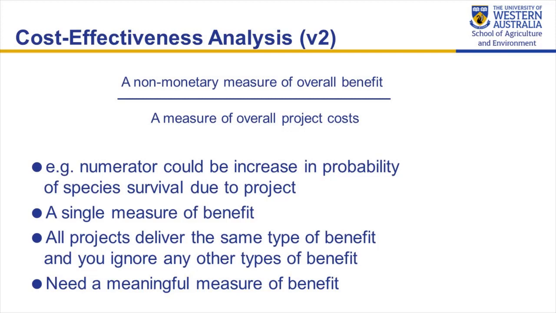All of the projects deliver the same type of benefit, and if you use this, you sort of have to ignore the other types of benefits, right? You can't really accommodate them. It may be that the project also delivers some other benefit. Well, if you care about that other type of benefit, this is not the technique, right? You can only use this one effectively if you're happy to focus in on one particular type of benefit, or unless you've got some way of combining the benefits together to express them as one number.